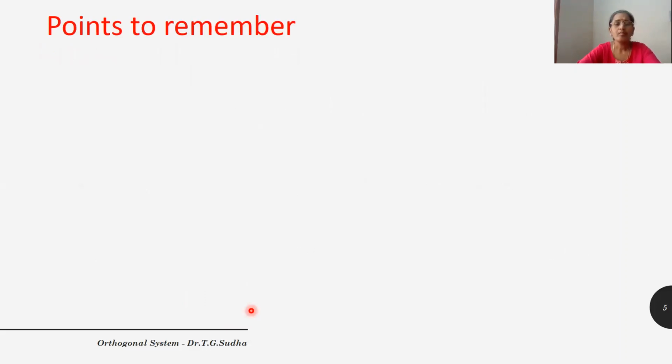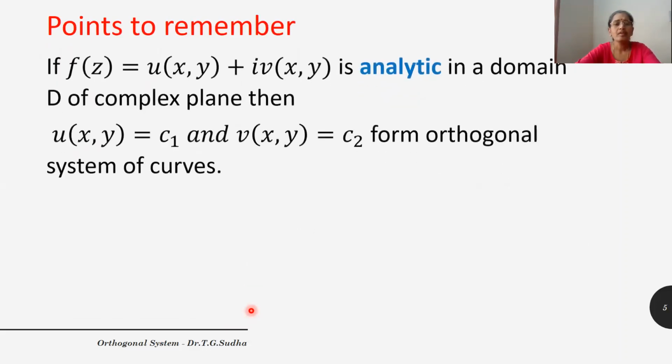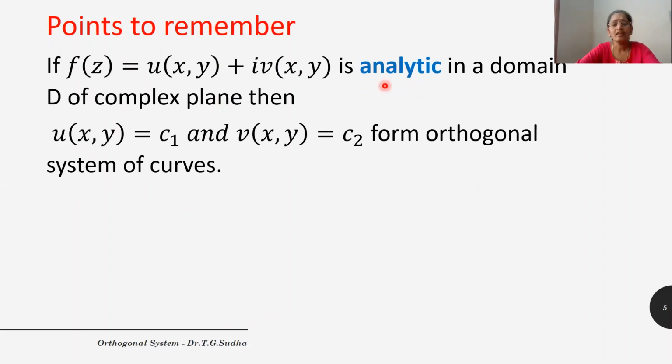Let us look into some points to be remembered. If f(z) is analytic, that is, the given complex function is analytic, in a domain D of a complex plane, then u = c1 and v = c2, the two curves, form an orthogonal system of curves. Whenever f(z) is analytic, the real and the imaginary parts are orthogonal to each other.